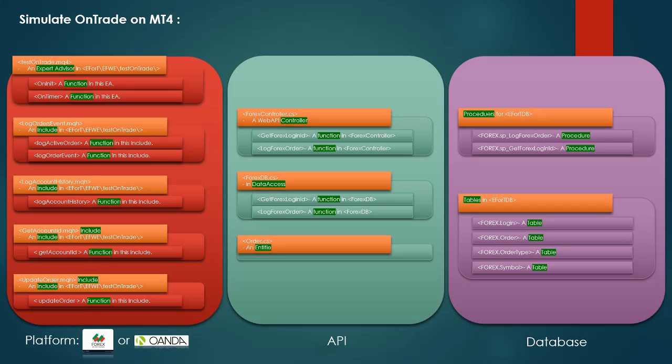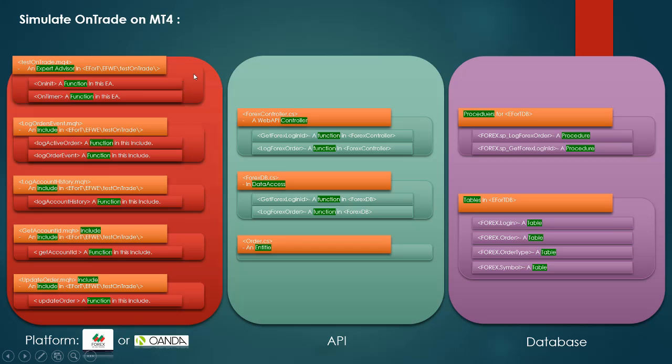Here are our built classes, API, tables and procedures. For example, this class's name is TestOnTrade.mq4. It is an EA, and its path is in the EA's folder, in E4T, EFWE, and the TestOnTrade folder. You can find this EA.